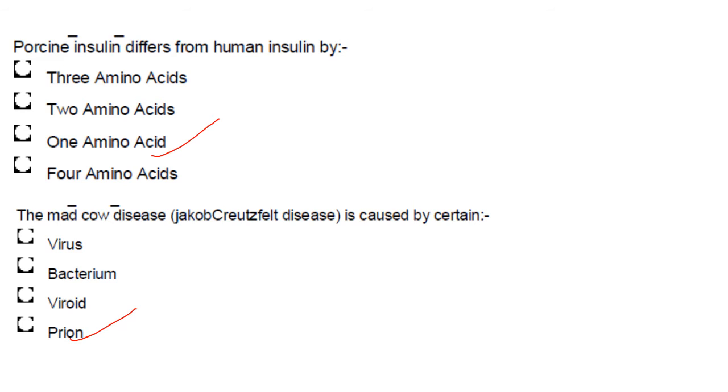Mad cow disease is caused by certain. So mad cow disease is a progressive fatal neurological disorder of cattle resulting from infection by prions. So answer is option D, prion.